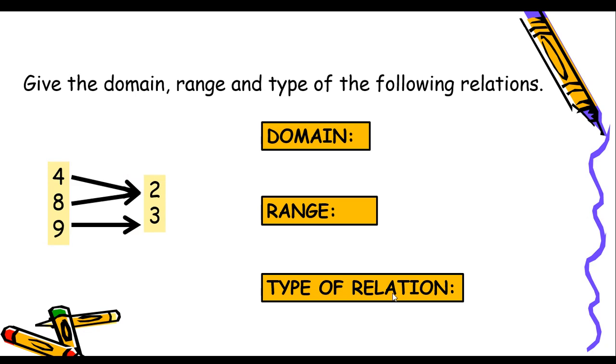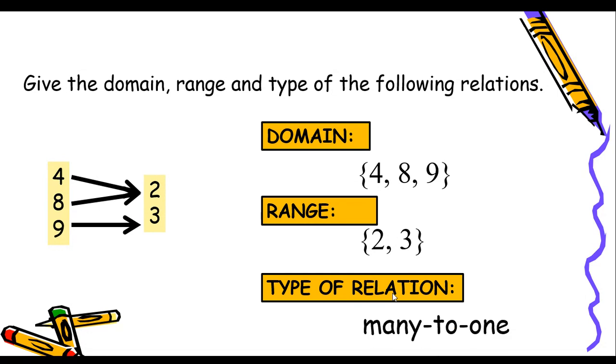Let's have another example. Again, we can say that the domain here is 4, 8, and 9, while the range is 2 and 3. To determine the type of relation, it is very obvious that 4 and 8 are both paired with one element in the range, which is 2. So with that, we can conclude that the type of relation in this given example is a many-to-one relation.